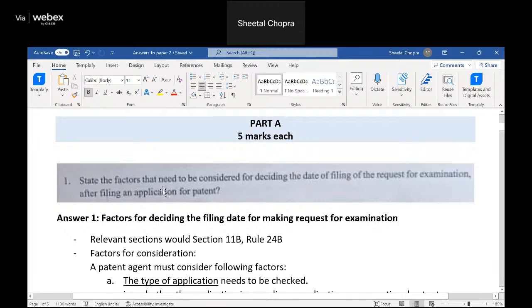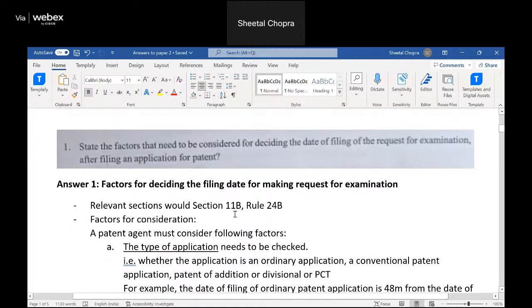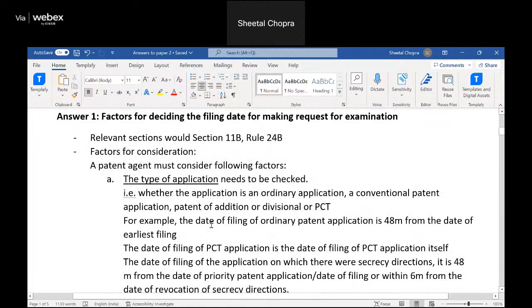This is about the factors that need to be considered before one makes a suggestion or files for the request for examination. What are the factors that are considered? So you need to consider section 11B and rule 24B. And there are broadly 3 factors that you will consider.